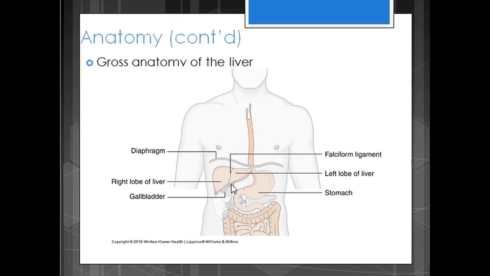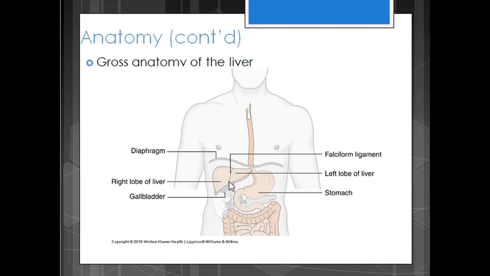Okay, it is protected by the lower rib cage. As we have mentioned, it is a complex organ. But regardless of its complexity, the structure is actually relatively simple. It is divided into unequal parts. Why unequal? Because the right lobe is 6 times larger as compared to the left lobe of the liver. It is divided by the falciform ligament.